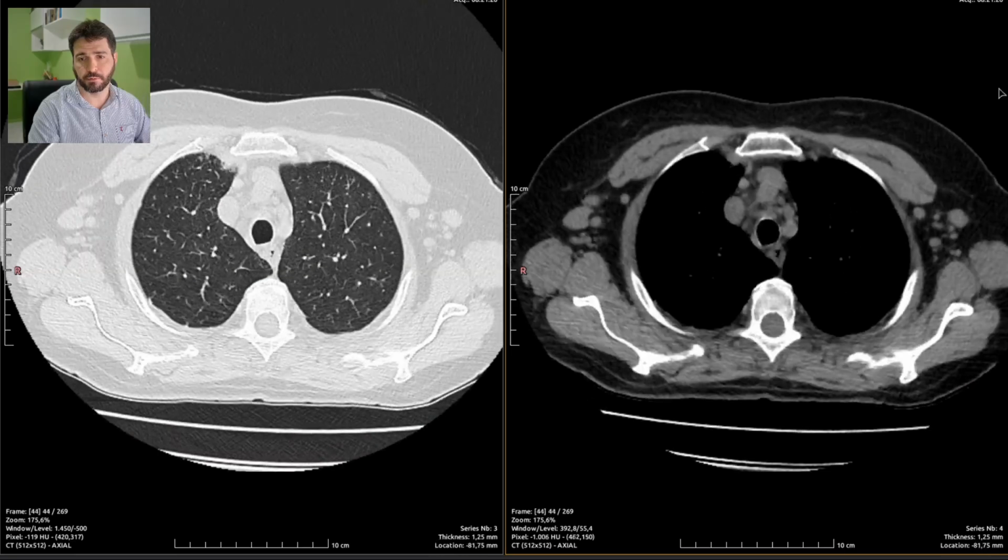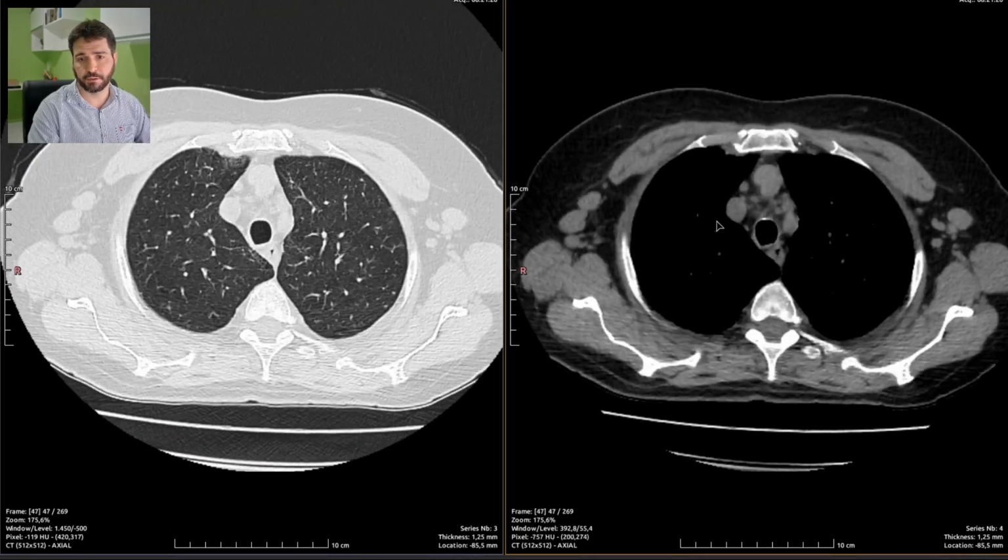I'm going to report the axillary lymph node enlargement. Let me measure the short axis. It's 14 millimeters, 1.4 centimeters. Now, heart is of normal shape and size. Now, lymph node enlargement on the mediastinum.